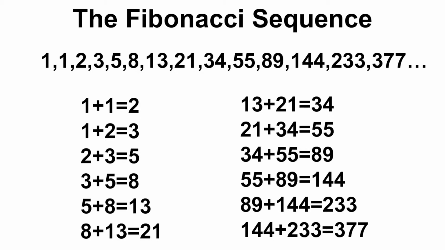For example, 0, 1, 1, 2, 3, 5, 8, 13, 21, 34, and so on. Number 2 is found by adding two numbers before it, 1 plus 1. Number 3 is found by adding two numbers before it, 1 plus 2. And the 5 is 2 plus 3, and so on.